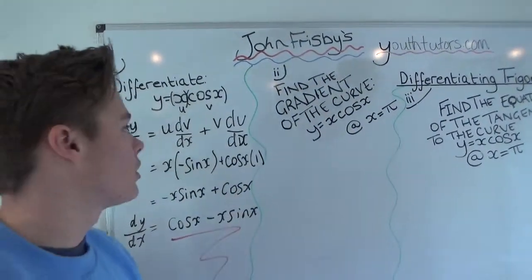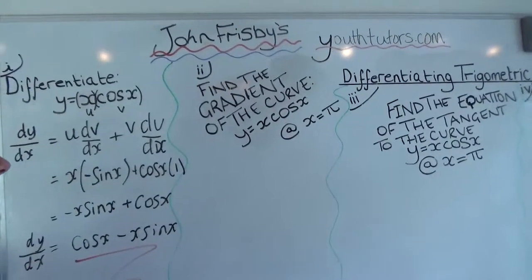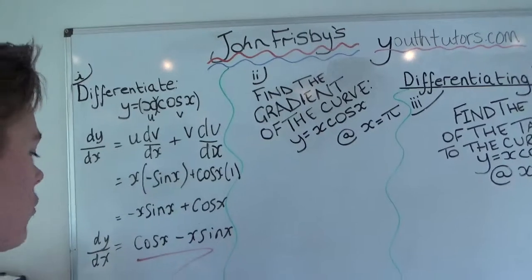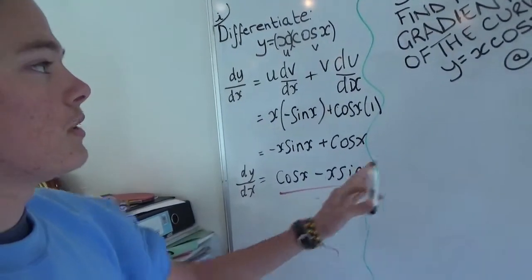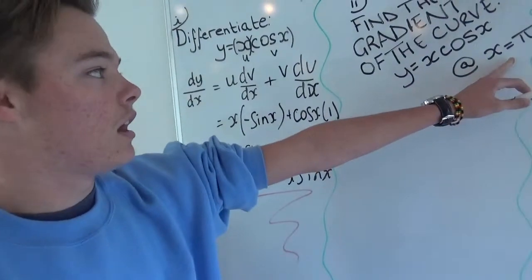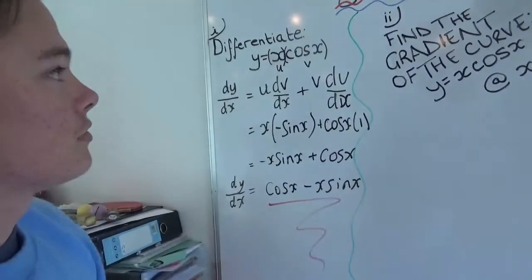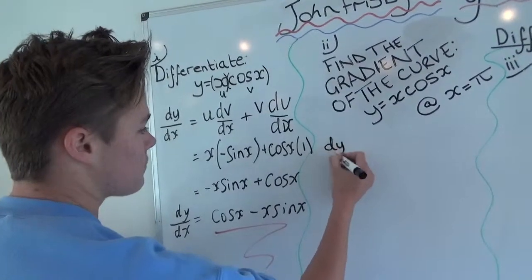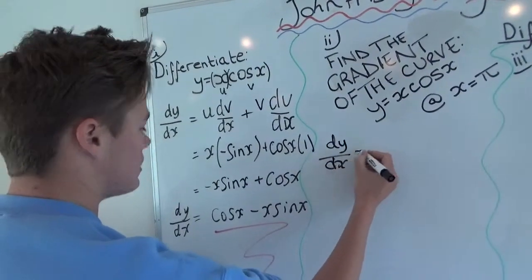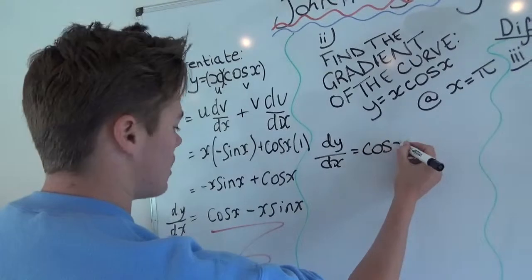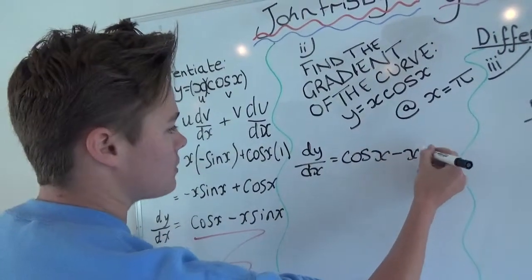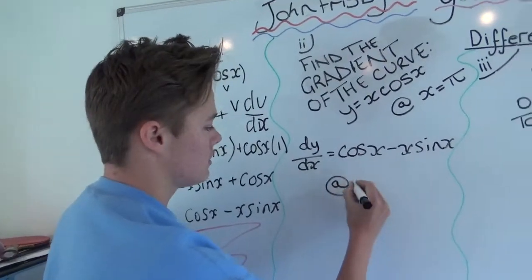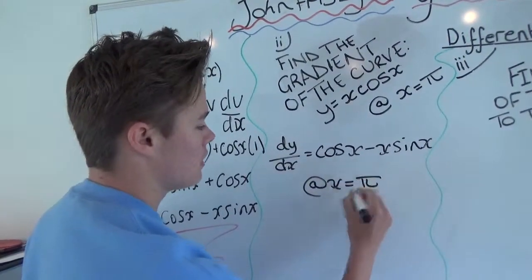And then what we can do is the second part of the question, which is find the gradient of the curve y equals x cos x at x equals pi. Now we've already worked out the differential, so all we have to do is input x equals pi into this to find the gradient. So dy dx is equal to cos x minus x sine x, at x equals pi.